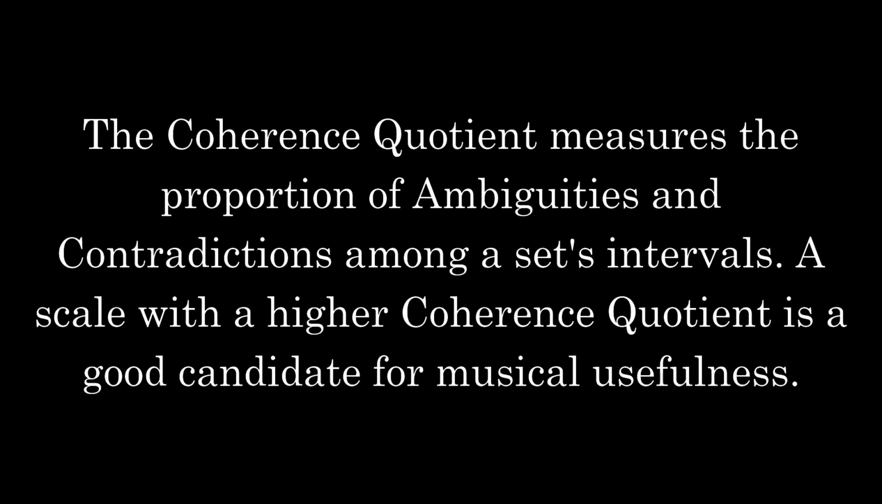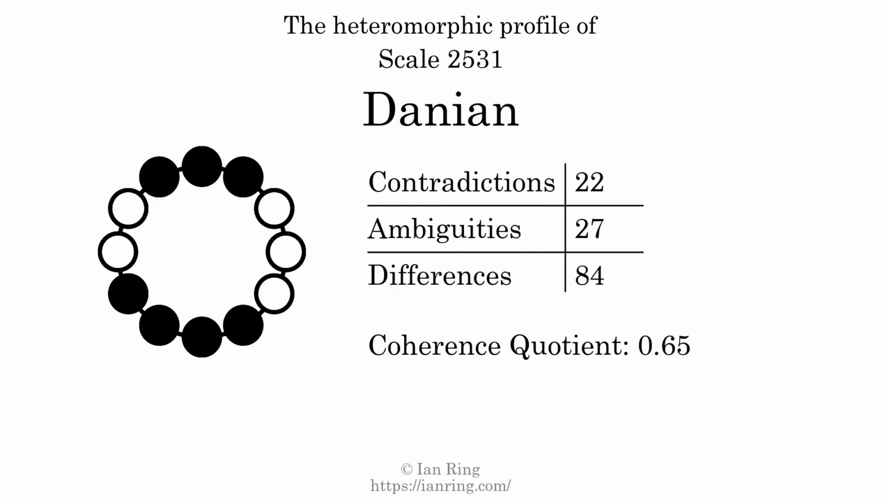The coherence quotient measures the proportion of ambiguities and contradictions among a set's intervals. A scale with a higher coherence quotient is a good candidate for musical usefulness. The coherence quotient is 0.65.